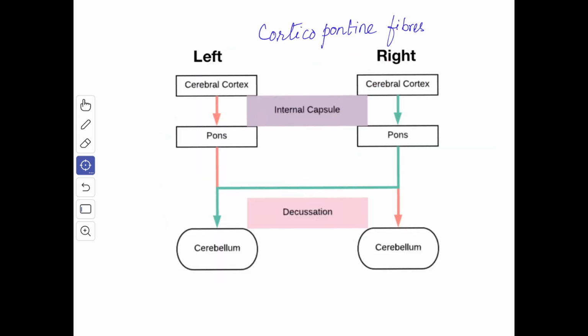Next, we'll see the constituent fibers of the internal capsule. First we'll see the motor fibers, or descending fibers, or corticofugal fibers. First we'll see the corticopontine fibers. The name itself implies that it connects the cerebral cortex and the pontine nuclei, which are present in the pons.